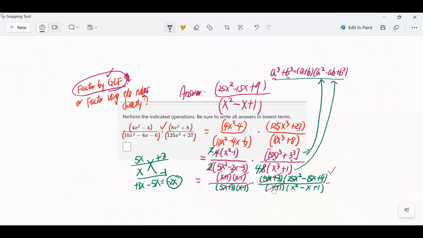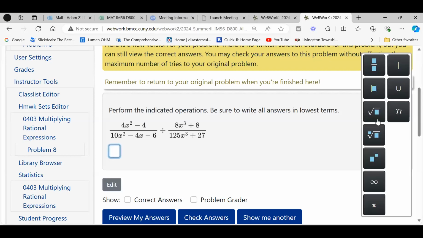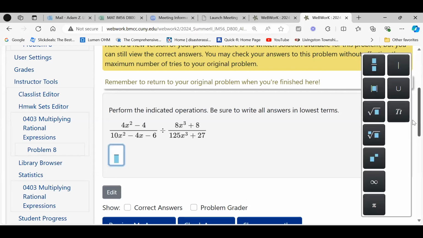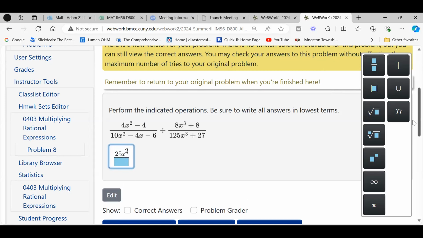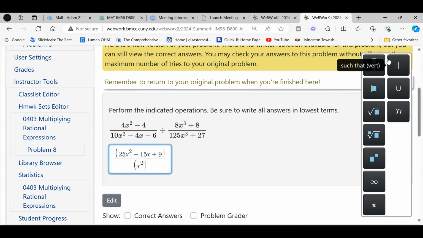So that's how we put the final answer. Any question about this? It's clear. Okay, very good. So let's put into this 25x squared, 26 here, minus 15x, and then adding 9. That would take care of the numerator and the denominator, x squared minus x and 1.